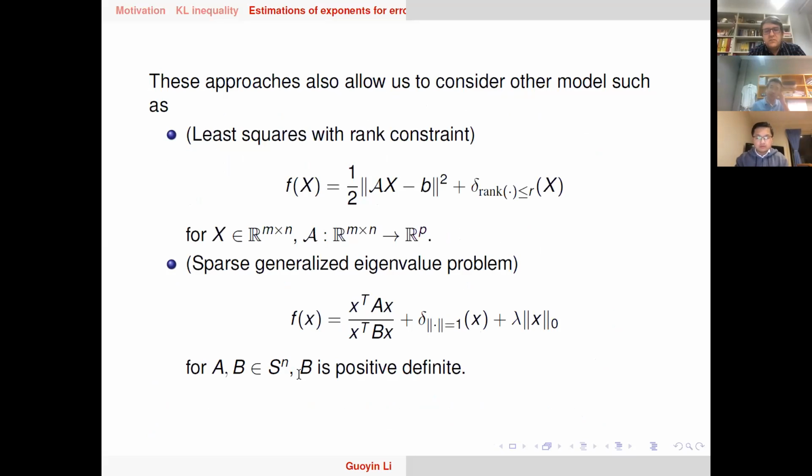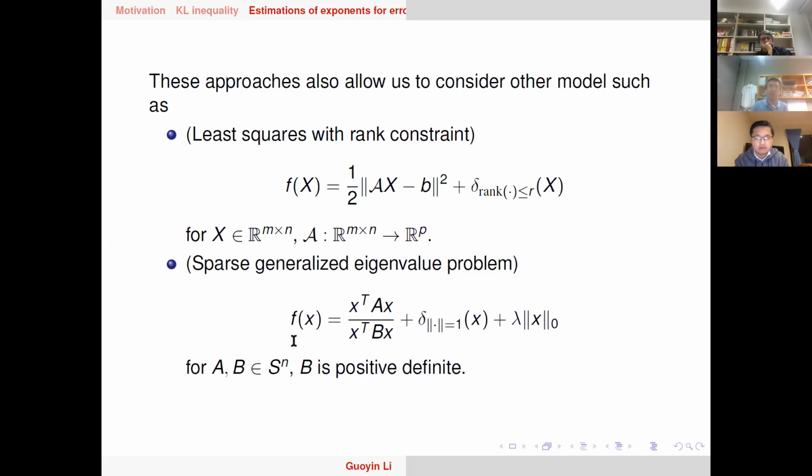And you can also consider the sparse generalized eigenvalue problem, which I mentioned before. This is actually how we do it: we use this kind of lift and project approach, relating this one to the quadratic functions, and then apply the KL exponent for the quadratic function to derive that the KL exponent for this class is actually 1/2. So that's how we arrive at a linear convergence rate when we apply the inertial proximal gradient method to this model.